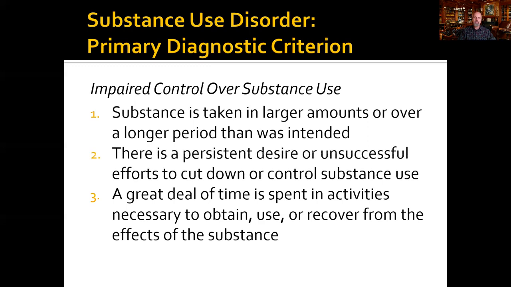The second one is that there is a persistent desire or unsuccessful efforts to cut down or control substance use. So if the person has tried repeatedly to limit the amount of the substance that they use, they tell themselves that, man, I really need to stop smoking weed. You know, during the week, I'm only gonna smoke weed on Friday and Saturday, and then they fail and they continue to smoke pot during the week. Then that's an example of them making an attempt to cut down or control their substance use and failing to do so.